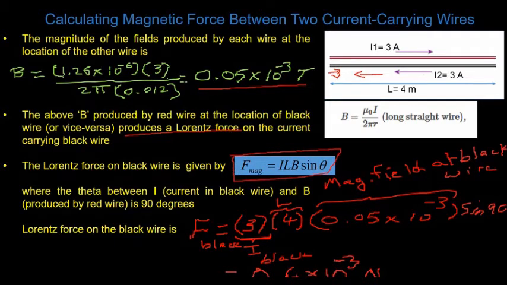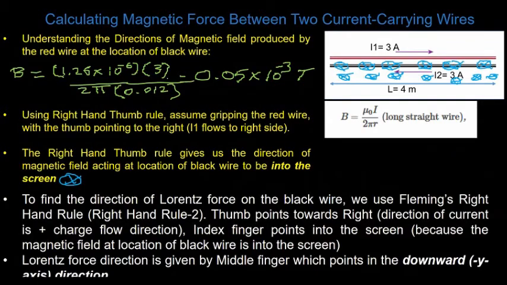Sine theta again turns out to be 1 because the angle is 90 degrees. The current is going to the left, and the field will be pointing into the screen. Once we put that into the formula for the Lorentz force, we get this to be our Lorentz force. Now these are just magnitudes. Now we will talk about calculating the direction.